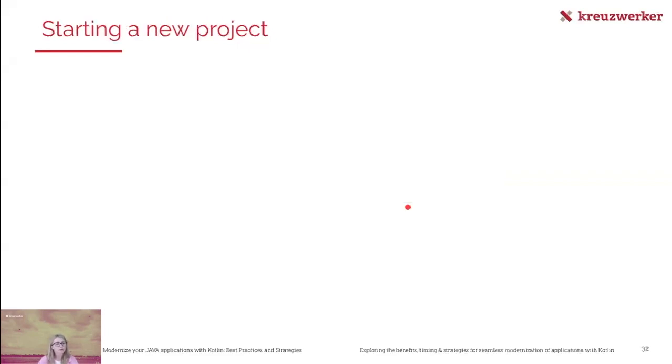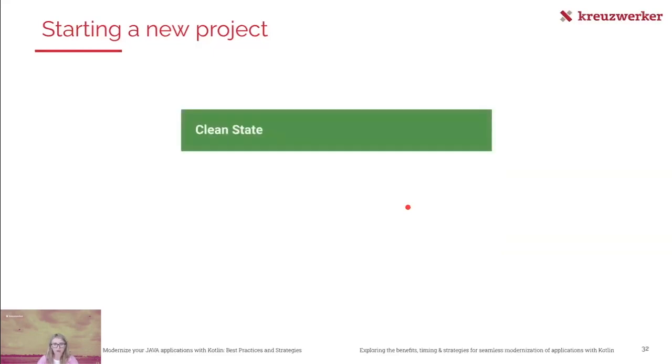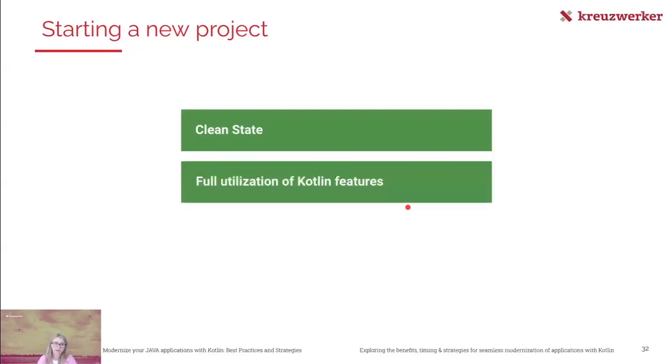Coming back to various stages of the project. One significant advantage of implementing Kotlin in a greenfield project, as opposed to introducing it midway through a project, is the advantage of starting with a clean state. This allows you to build the entire application without any legacy code or dependencies on Java. And when starting from scratch, you can also fully leverage all the advanced features that Kotlin offers, such as extension functions, null safety, and data classes.